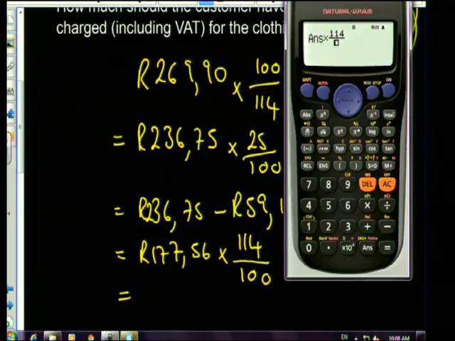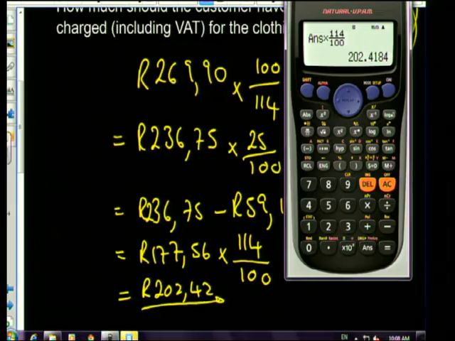Okay, so we've got our 177 Rand 56. We're going to add the VAT, and remember we're using this wonderful new fraction, 114 over 100. So we're saying times 114 over 100. And we get an answer of 202 Rand 42 cents. So that's quite a complicated question.